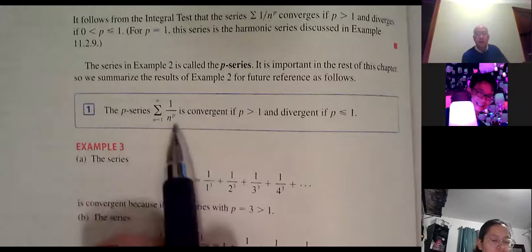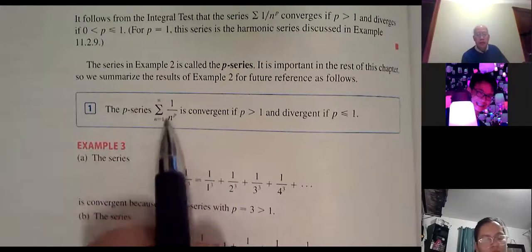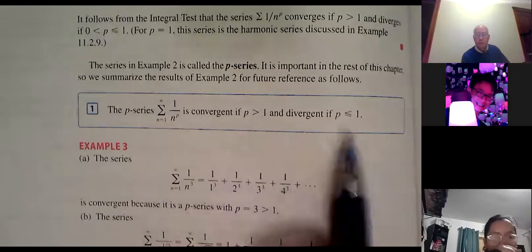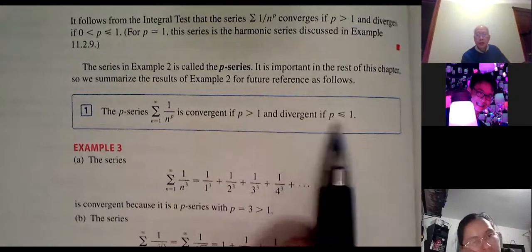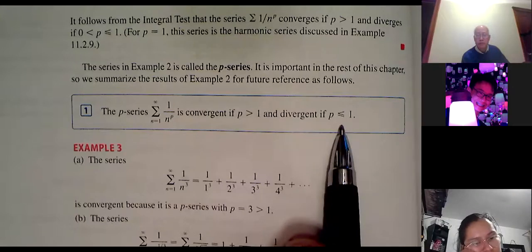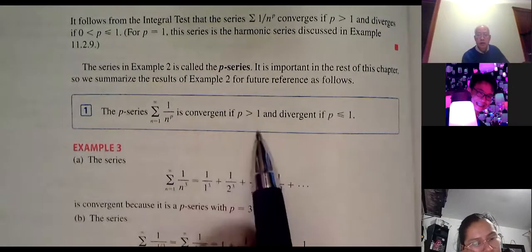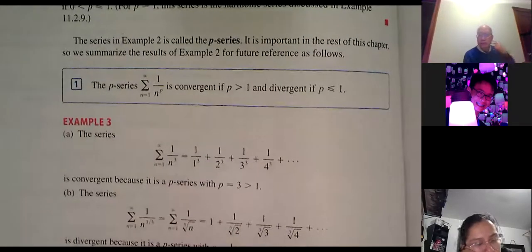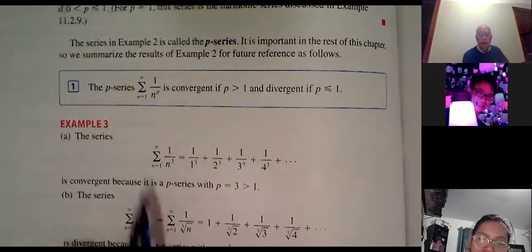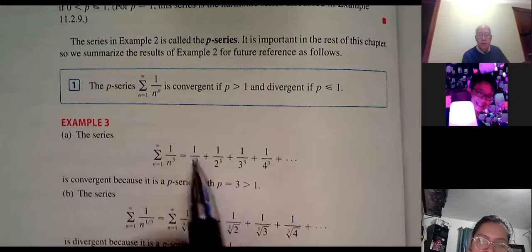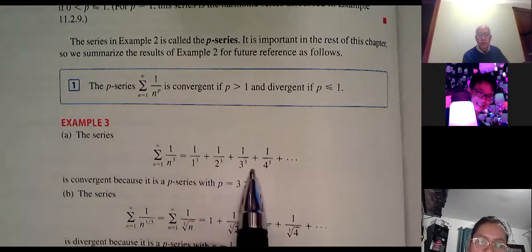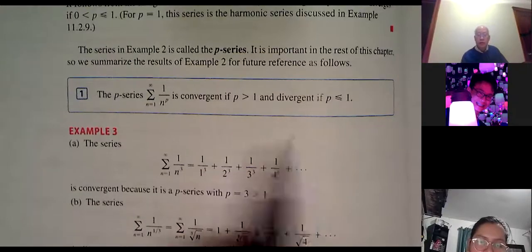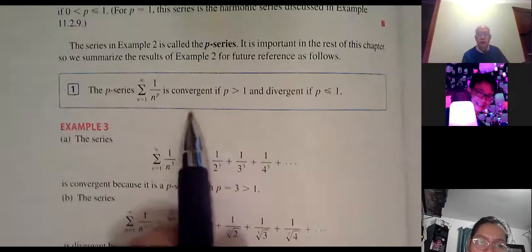So what's the P series? Summation of 1 over n to the p. It's convergent if p is greater than 1, divergent if p is less than or equal to 1. It's called a P series because of the integral test. For instance, summation 1 over n cubed, 1 over 1 cubed, 1 over 2 cubed, and so on. This is a P series where p is 3. 3 is bigger than 1, so the series converges.